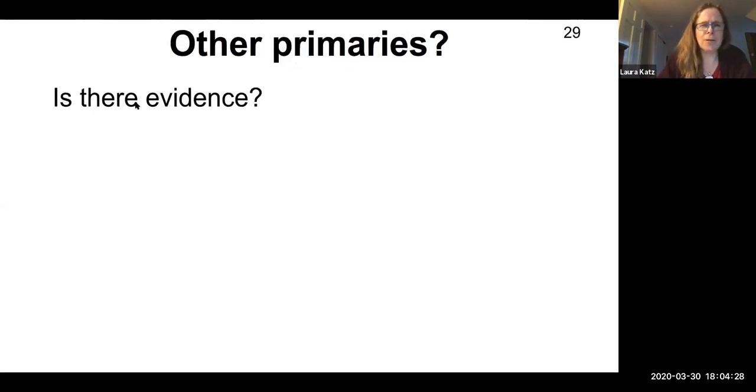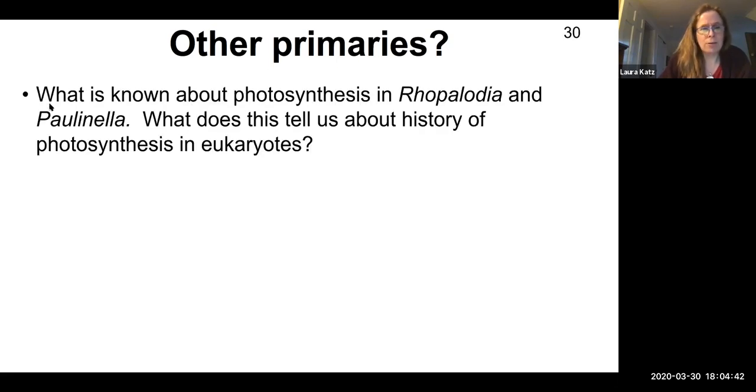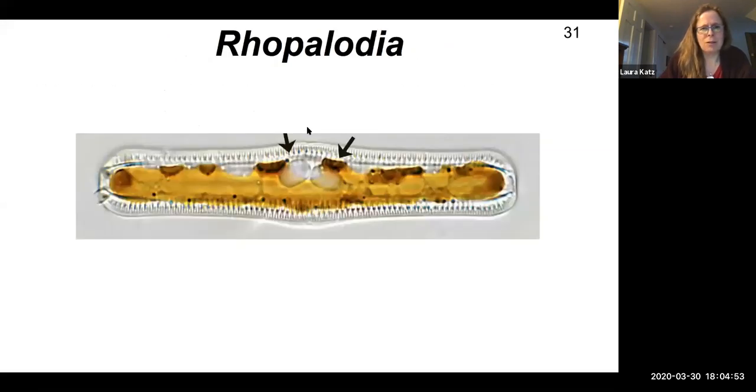Now to close, I wanted to ask, is there evidence for multiple primaries today? I argued earlier based on Larkum that there are so many pigments, a single primary may not make sense, but how about extant examples? And there are two, and I asked you to mention in your essay either Rhopalodia or Paulinella, and to think about what they tell us about photosynthesis. So here's the answer in brief, but go look at Larkum for the details.